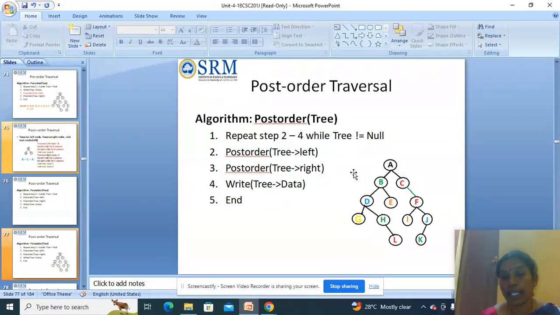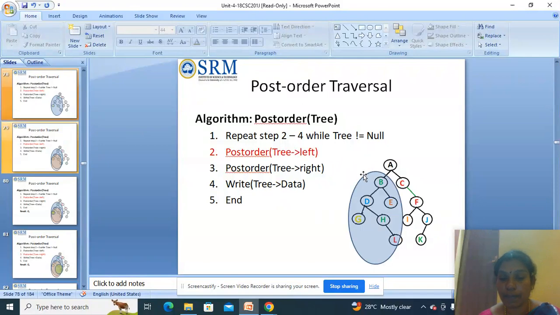Now we will take this example. In this example also, first we start with the formula. According to the formula, first we have to visit the whole left subtree and the whole right subtree, and finally the node part. So let us take the whole left subtree. This B to L, this whole oval shape, is called the left subtree. In this left subtree, again apply the logic of left, right, and node.